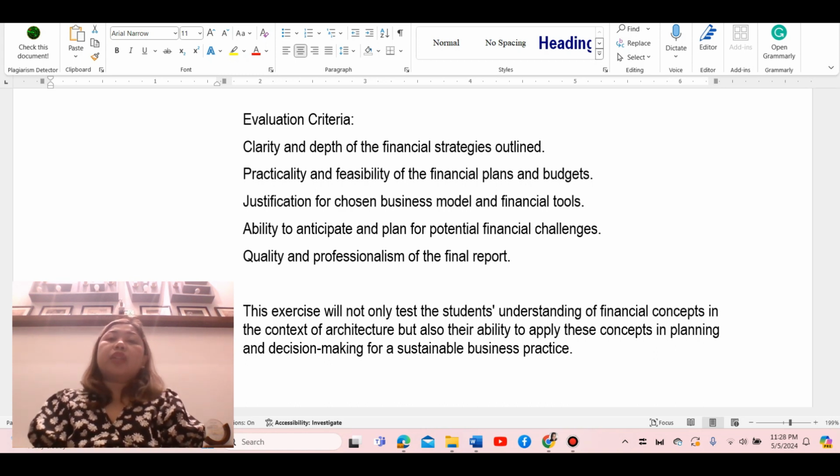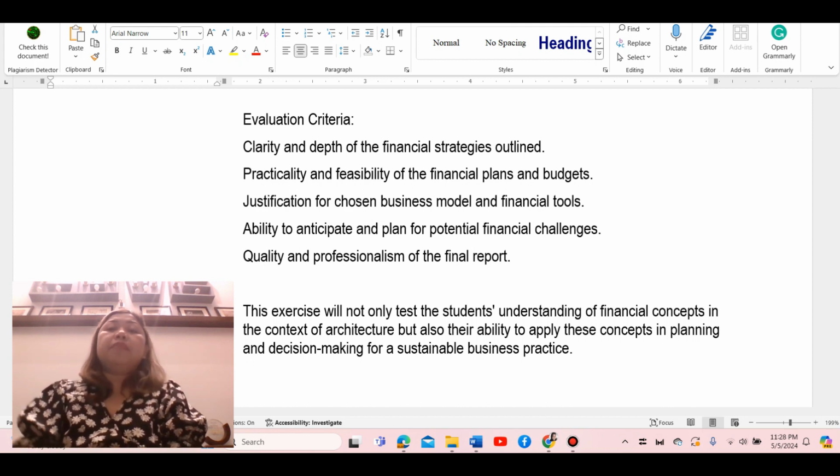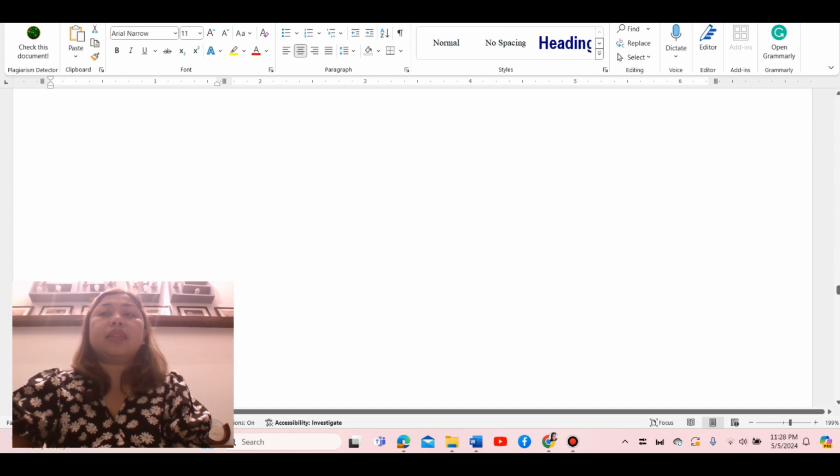This exercise will not only test the students' understanding of financial concepts in the context of architecture, but also their ability to apply these concepts in planning and decision making for a sustainable business practice.